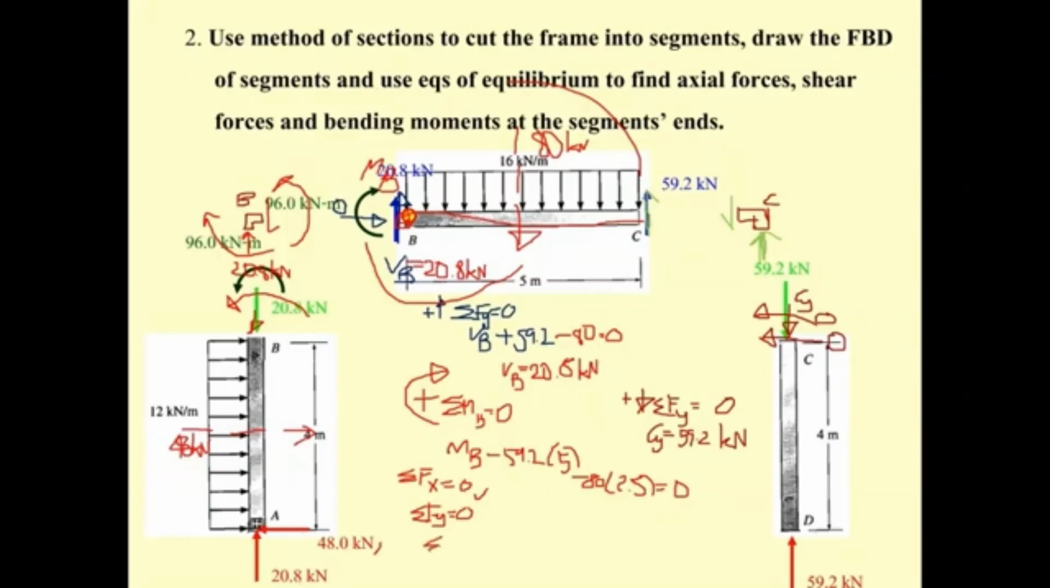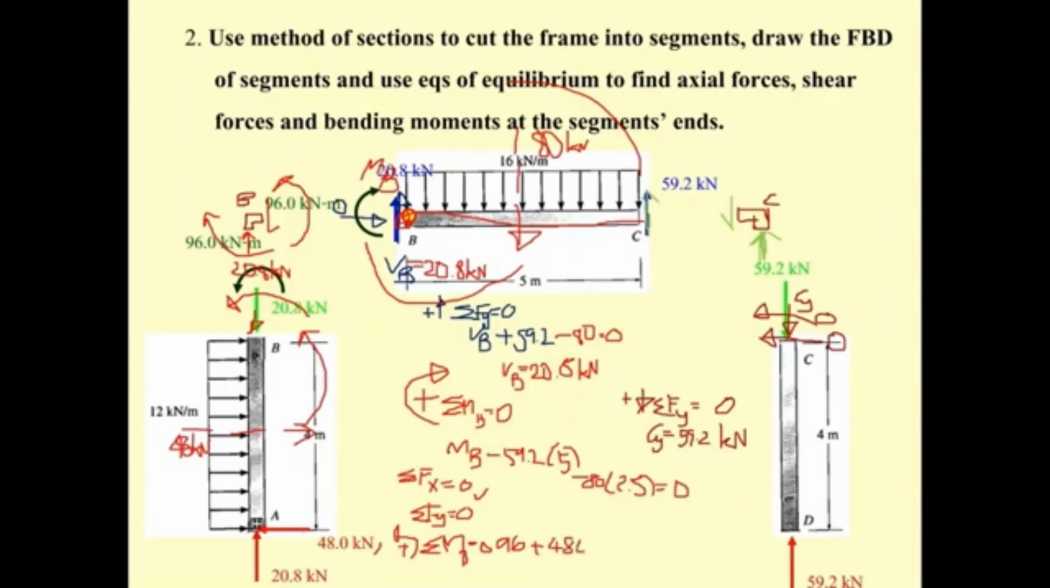And if you like to do the summation of the moments about B, and if it's equal to 0, this one is 96, rotating in the plus direction. It's going to be 96. And if you do this, this one is going to rotate in the same manner as this green moment. So it's going to be plus 48 times 2.